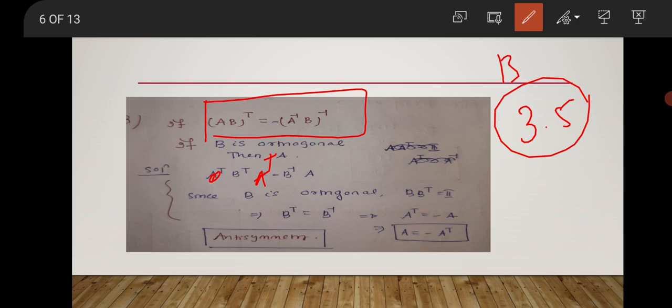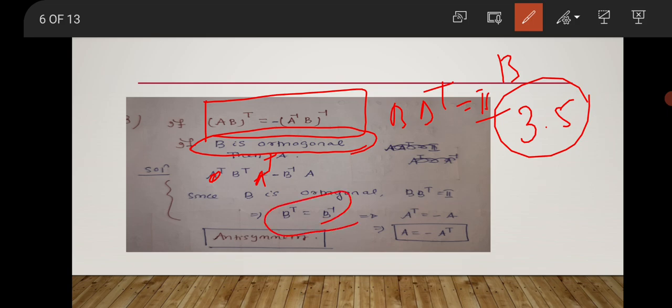If (AB) transpose, that is AB whole transpose, is equal to negative of (A inverse B) whole to the power minus 1, that is inverse, and B is orthogonal, this condition is given, that is B into B transpose is equal to I, then what about A? So if you put this condition, that is B transpose into A transpose is equal to minus of B inverse into A, and B is orthogonal, that's why B transpose is equal to B inverse. So B inverse B is cancelled.